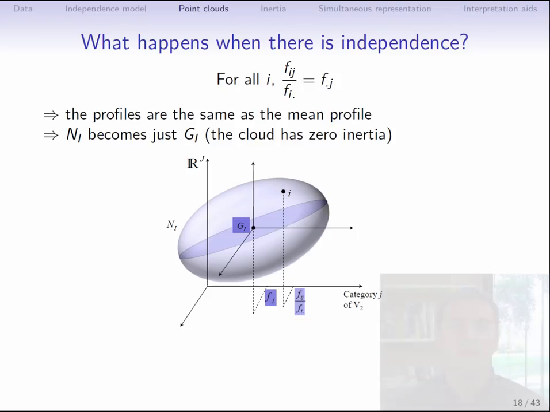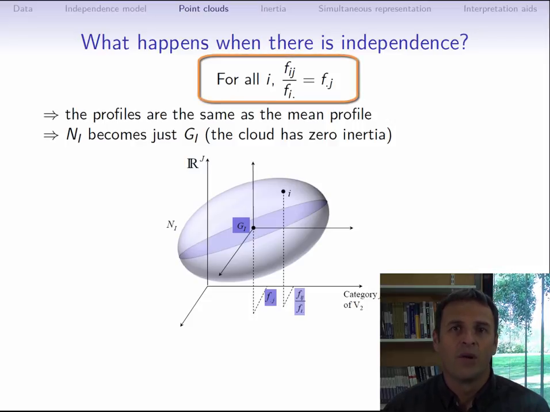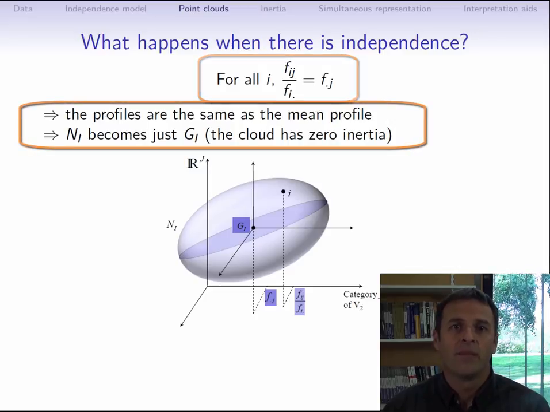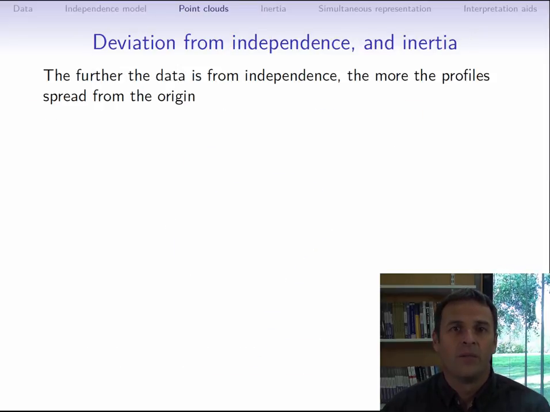So what happens if there is independence? Well, if so, the conditional probability equals the marginal probability, which means that all the profiles are the same as the mean profile. In other words, the cloud ends up just being a single point at the origin. And this is true for both point clouds. Therefore, the further the data is from independence, the further the profiles are from the origin.